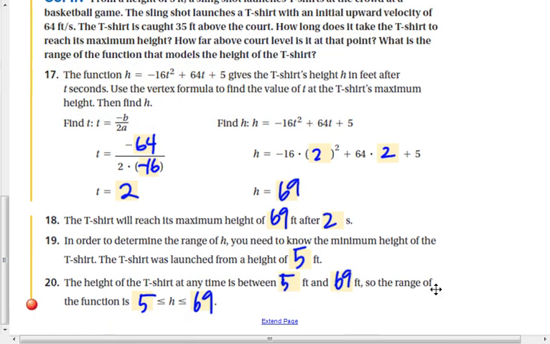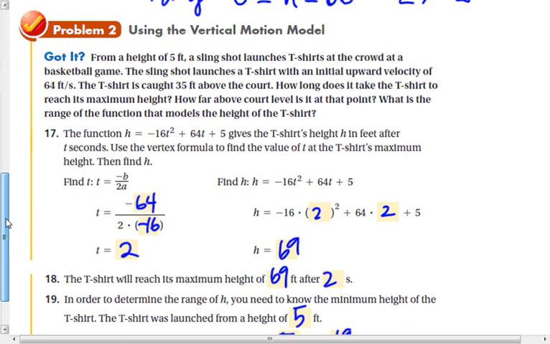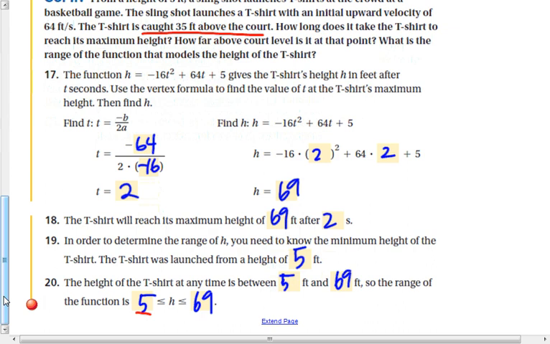All right, some of you may be wondering on this problem why the height doesn't go down to 0, and it's because in this one, the information given is that the t-shirt is caught 65 feet above the court, so it never reaches the ground again. So the height can range anywhere from 5 feet where it's kicked up to its maximum, 69.